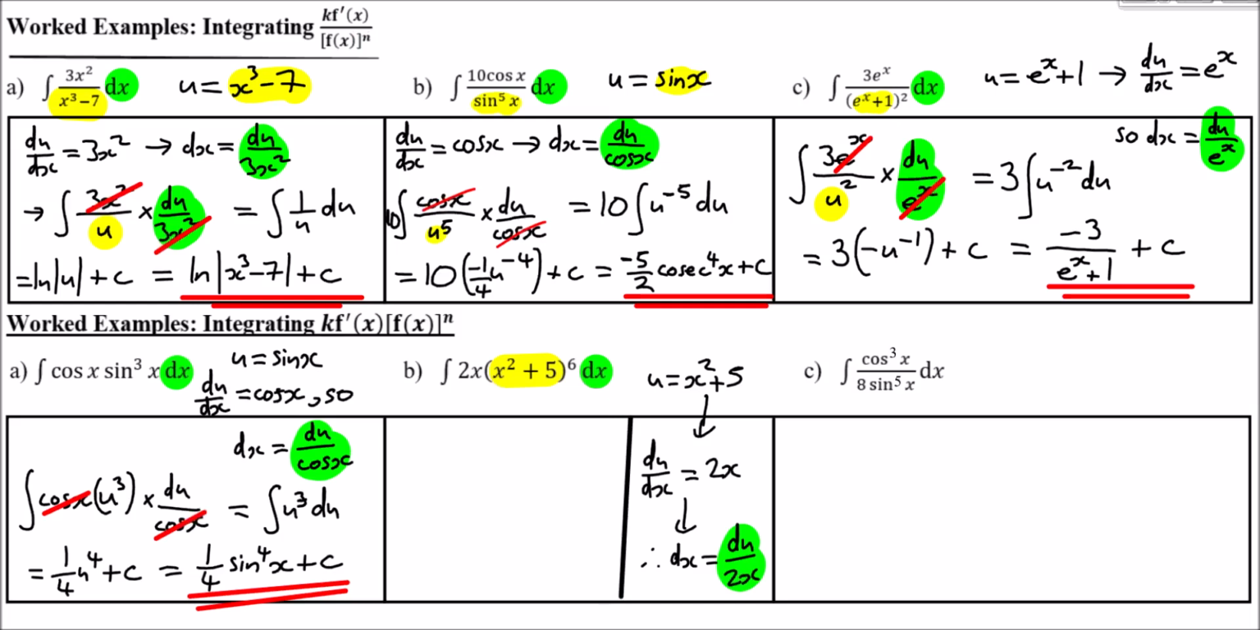Now I can transform the integral. I don't think it's technically called transforming it, but I think it's like a transformation because it looks much different. So we get 2x. This bit here is just u to the 6. And dx, of course, is du over 2x.